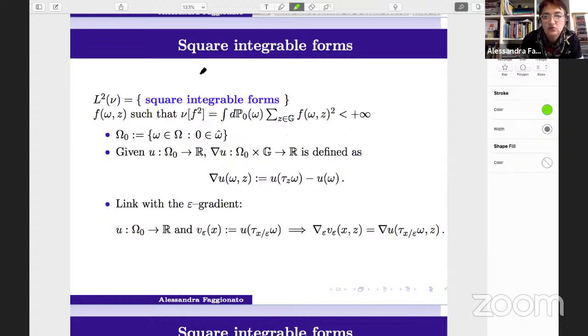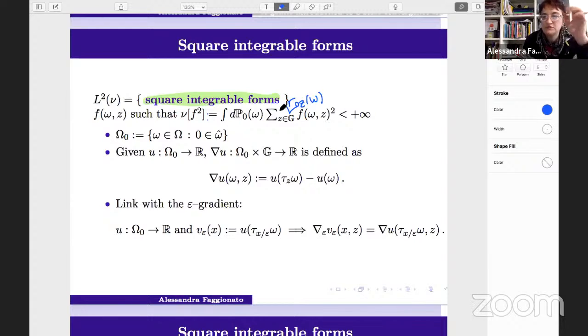Okay, so I needed to introduce the space of square integrable forms. I have this measure, nu, and I call a square integrable function with respect to nu a square integrable form. So a square integrable form is a function of omega and z such that the integral of the square of f with respect to nu, here there is also the weight given by the jump rate, is finite. So this is nu. The integral with respect to nu is by definition this.